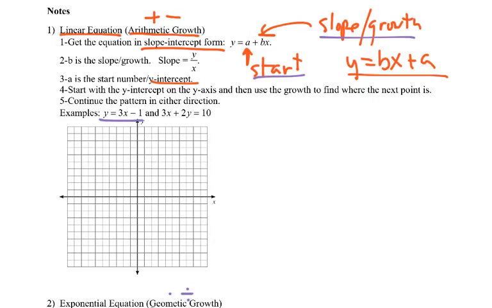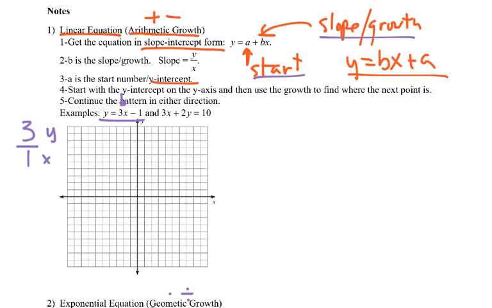Okay? So looking at our first equation here, y equals 3x minus 1. 3 is the one with x, so that's our slope. So it would be 3, and we usually make it a fraction. To make it a fraction, we'd have to put 1 under it. The top number is our growth in y, the bottom, x. X is the horizontal, y is the vertical.